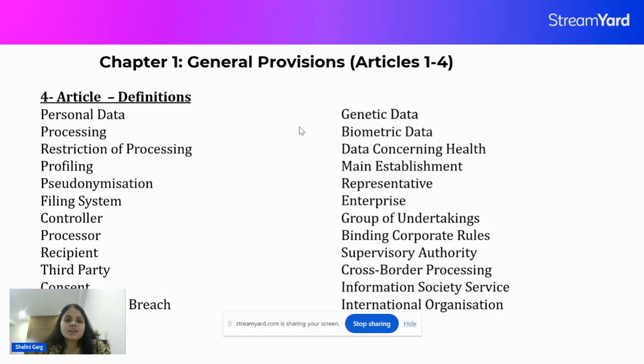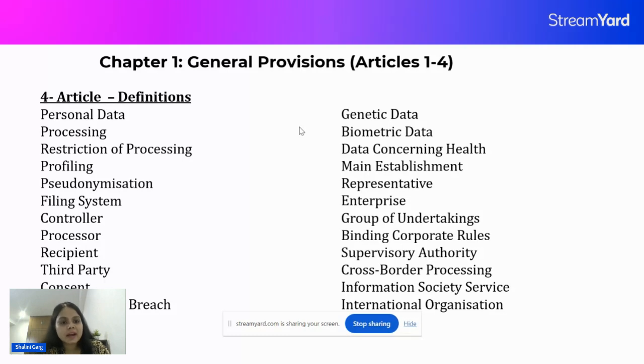Now, the enterprise. So any entity which is engaged in economic activity, you know, earning money and stuff, is known as enterprise. Now, group of undertakings is controlling or controlled entities engaged in economic activity. You understand, enterprise is one company and the group of one or more companies is known as group of undertakings.